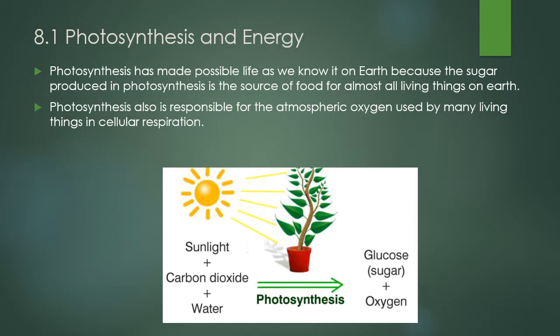The sugar that plants produce in photosynthesis is used by those plants to grow and live, and it's also eaten by everything else up the food chain from plants. When they consume that sugar, they get energy from plants as well.